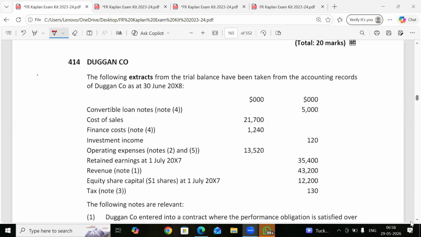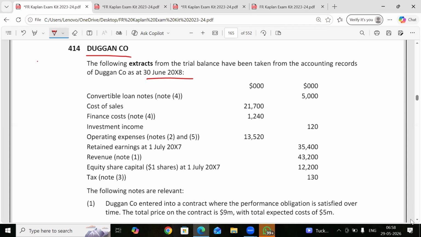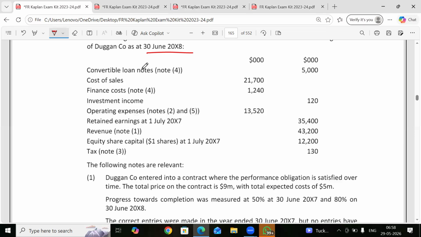So here, we are solving a question from FR. Duggan Company. The following extracts from the trial balance have been taken from the accounting records of Duggan Company as at 30th June 2008. So what are the extracts they have taken? Convertible loan notes. There is an adjustment with respect to this.